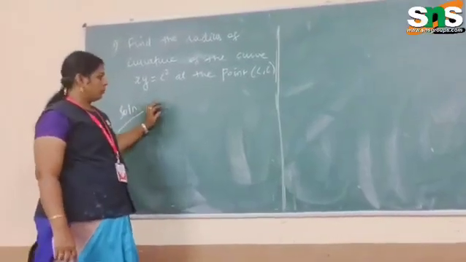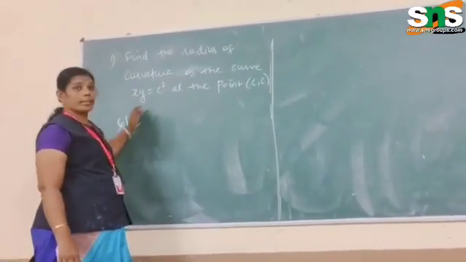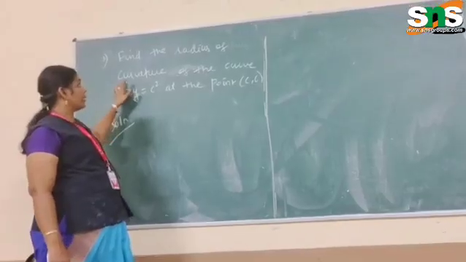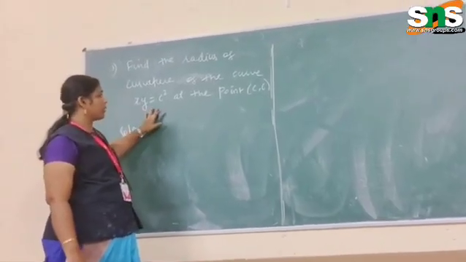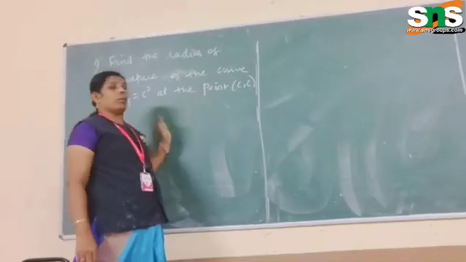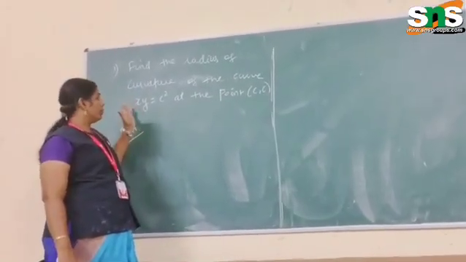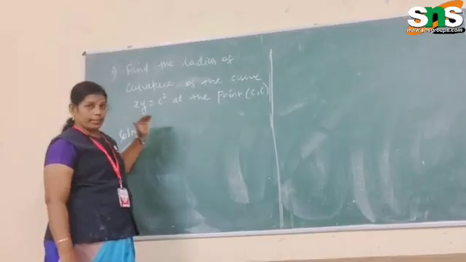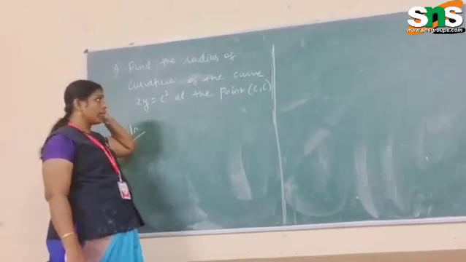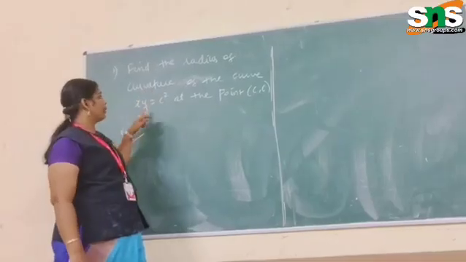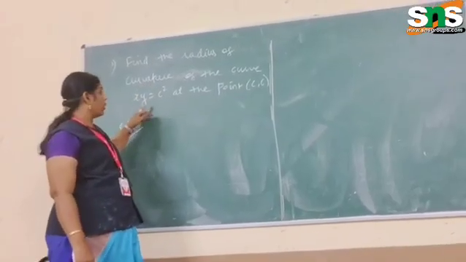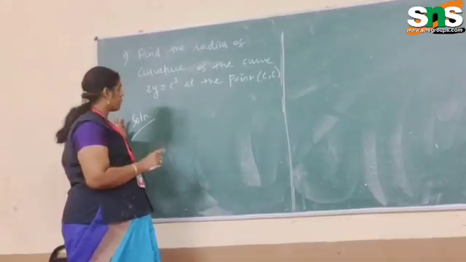Students, now we'll see the next problem. Find the radius of curvature of the curve xy equal to c square at the point c comma c. Following the previous problem, by using the radius of curvature formula, we find the radius of curvature on the given curve xy equal to c square at the point c comma c.